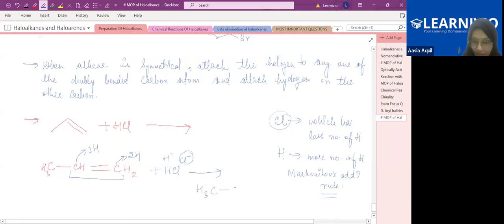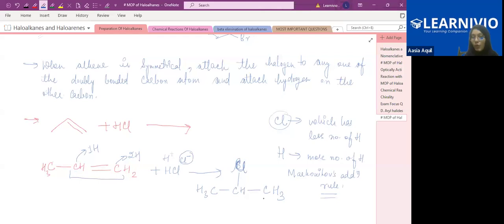CH3, right? And here CH, and here you will attach the chlorine, right? And you will just break this double bond, and here you will attach the H. So it will be CH3, CH, and on CH you will attach the chlorine, and CH3. So 2-chloropropane you will get on the hydrohalogenation reaction of this one. Got it?